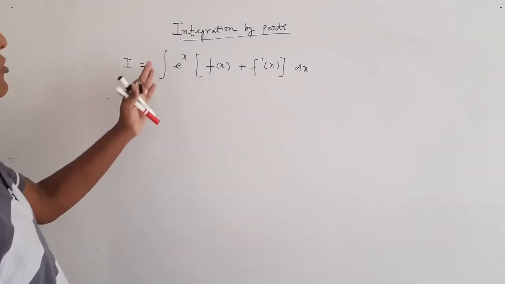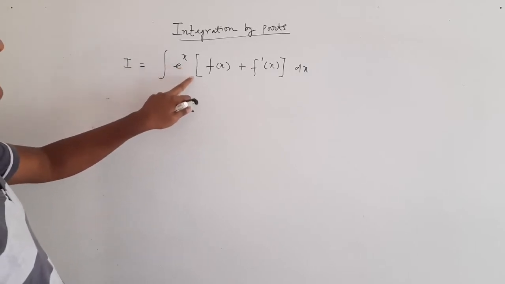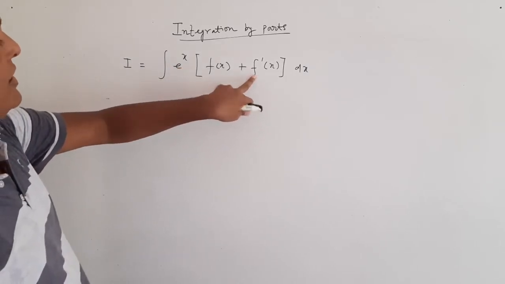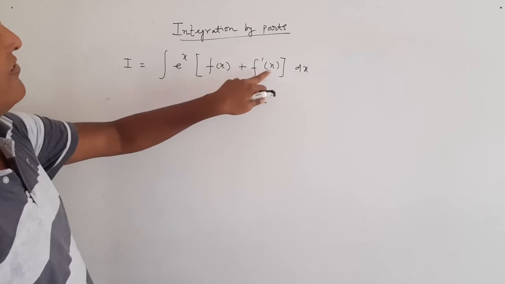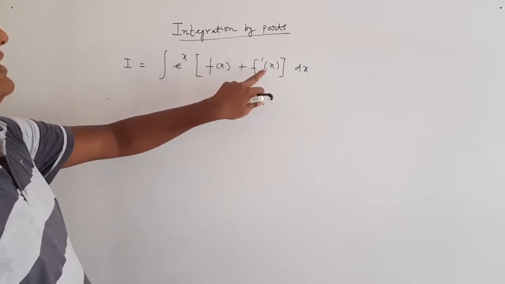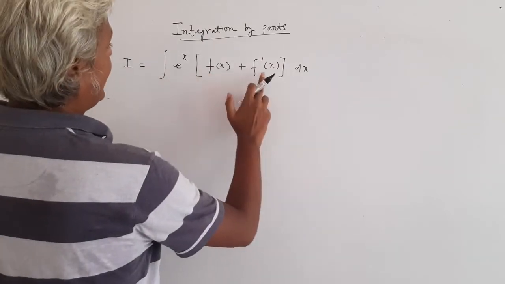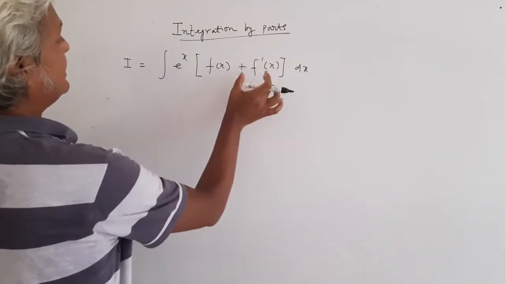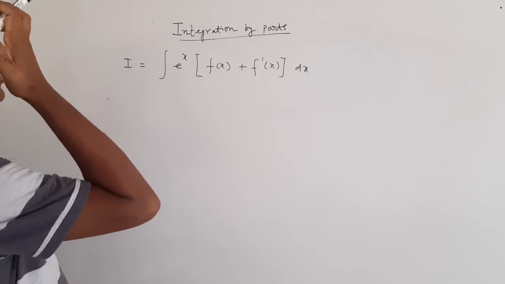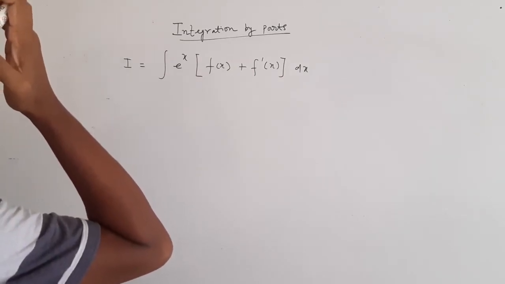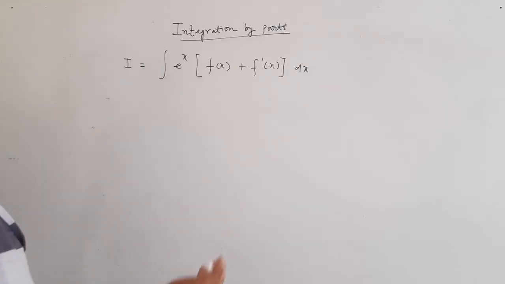Just look at the form: e to the power x multiplied by the sum of a function and its very own derivative function. Here f(x) is a function and f'(x) is the differentiation of the very same function. How will you find the integral of these kinds of questions? You can call this a theorem, or a property.